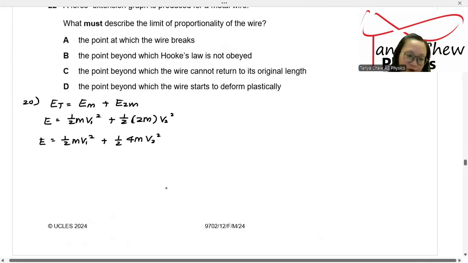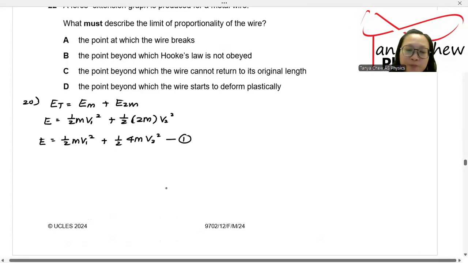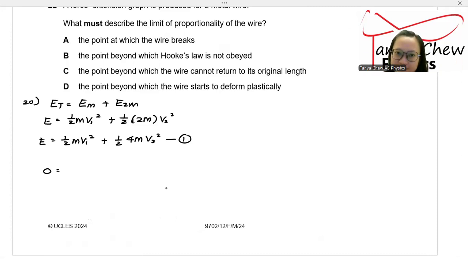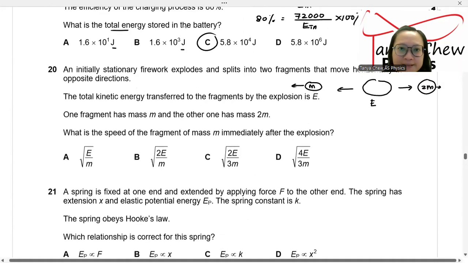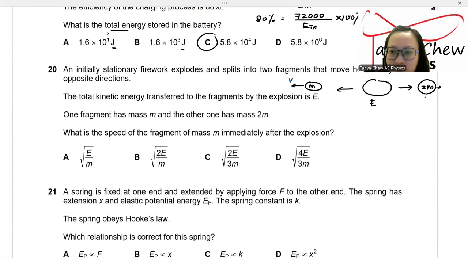So I have 2 different expressions right here. No worries, right? I am going to put this as equation 1. Use the principle of conservation of momentum. Momentum before is equal to zero because the big mass is initially stationary and exploded into two fragments moving in the opposite direction. So I would say that mass m moves with speed v1. Mass 2m moves with speed v2. Can you see that they are moving in opposite directions?